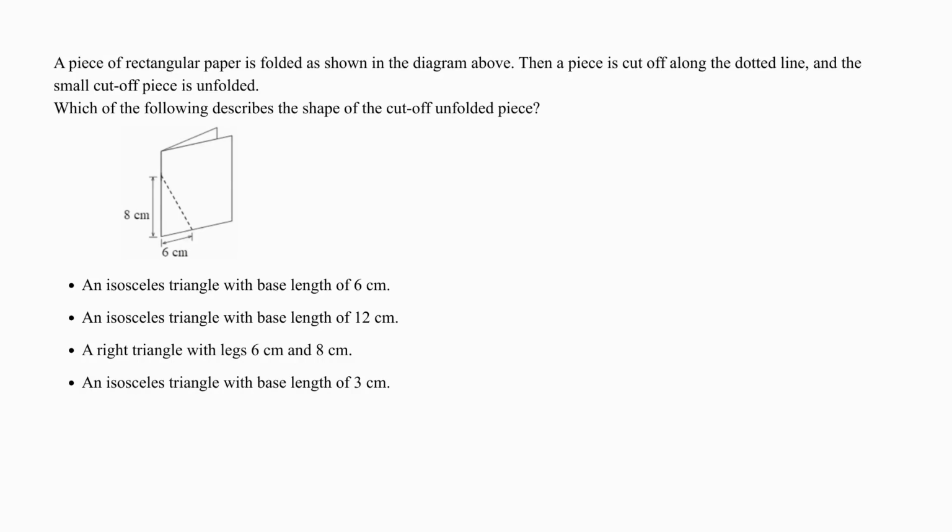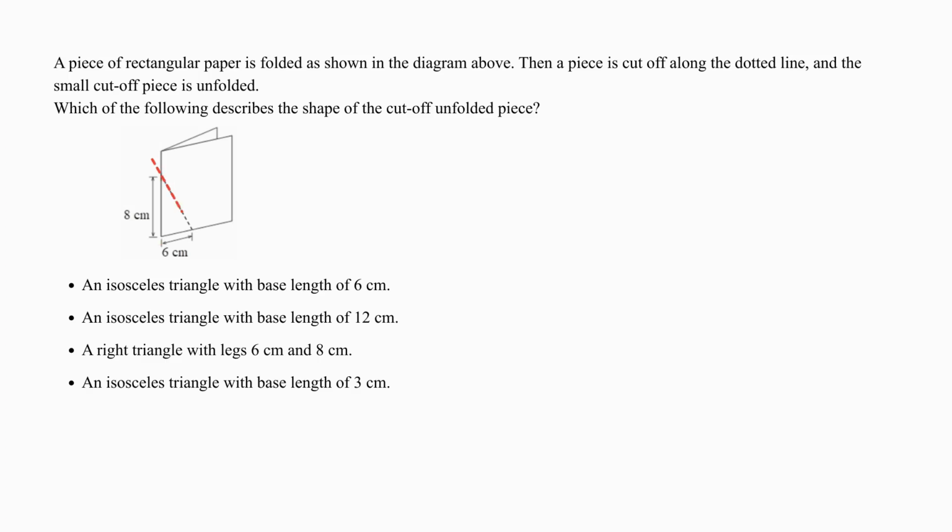Alright, let's have a look at this geometry question. It's all about visualizing how shapes change when we fold and unfold them. First, look at the rectangular paper. It's folded right down the middle, the vertical line. When we fold paper like this, the fold line acts like a mirror. Anything we do on one side of that fold will be perfectly reflected on the other side once we open it back up.